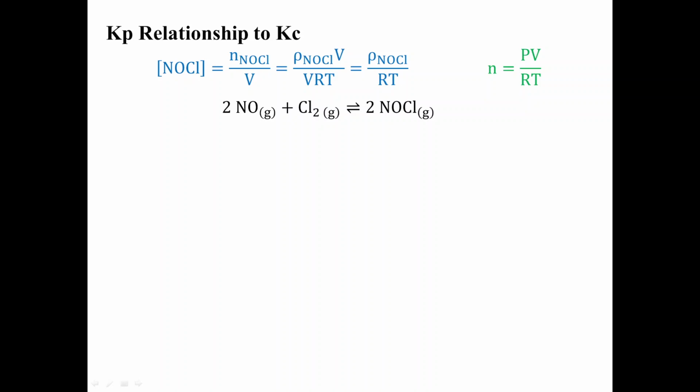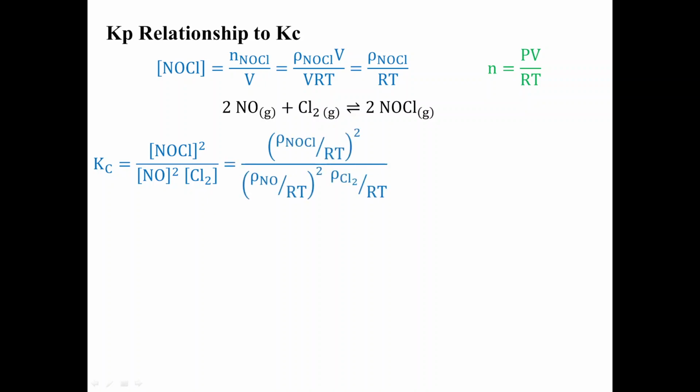And so whenever we have a concentration, we can just plug in the partial pressure divided by RT, and we'll plug this into an example here of our 2NO plus Cl2 yielding 2 NOCl. So for Kc, we already know this is going to be NOCl squared divided by the concentration of NO squared divided by the concentration of Cl2. But now we can replace those concentrations with partial pressures divided by RT. So I have partial pressure of NOCl divided by RT squared, partial pressure of NO divided by RT squared, and partial pressure of Cl2 divided by RT.